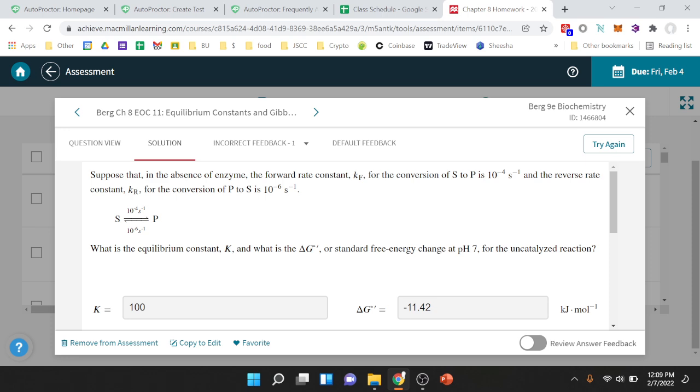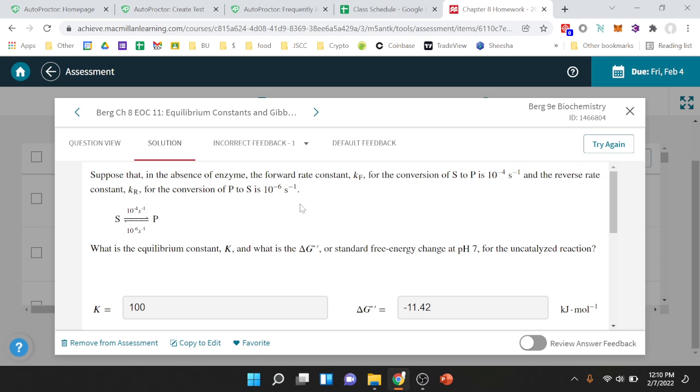All right. The reverse rate constant, which is k sub R, notice again it's a lowercase k. For the conversion going from P to S, so product to substrate, is 10 to the negative 6 times per second, right? Again, note that we're looking at going one direction to the other in each case.